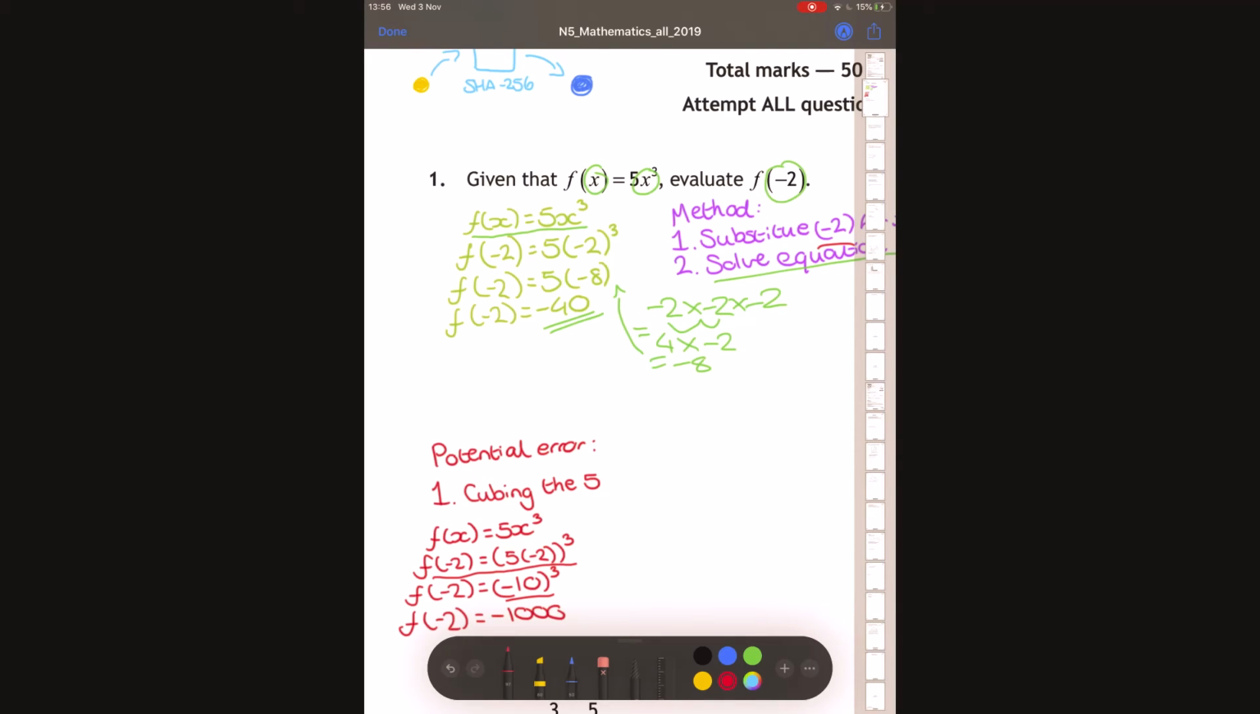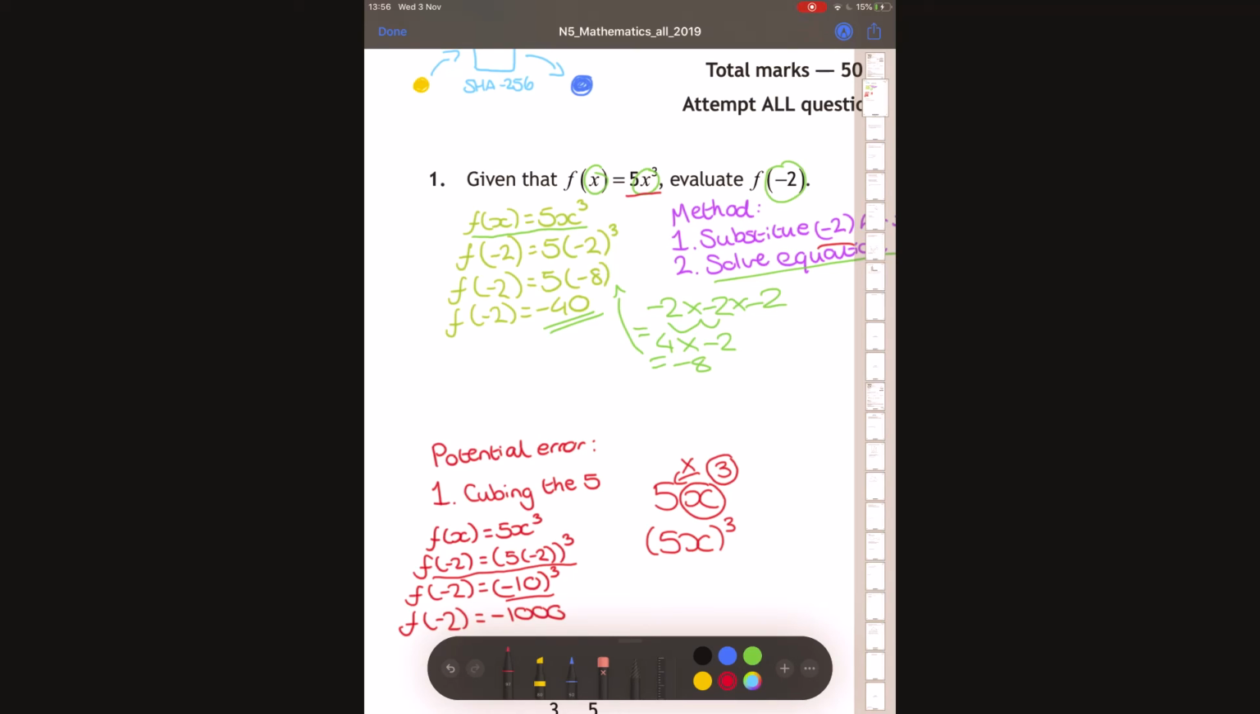This question is not asking us to cube the 5, because if we write the expression out here, this cubed is only operating on this x, not this 5. If it were operating on the 5, it would be written thus. But it is not written thus. It is written 5x cubed with no brackets.